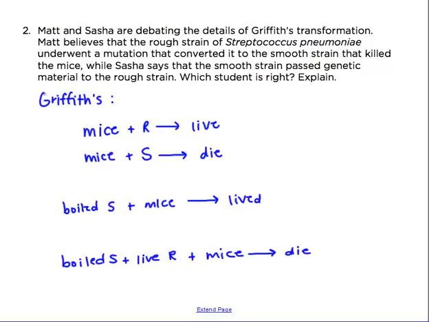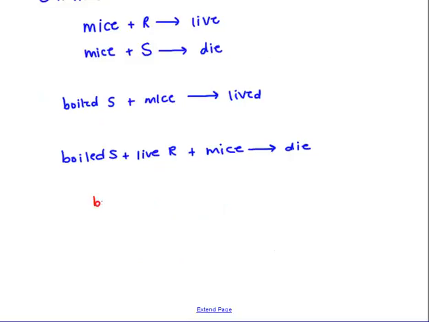So Matt believes that this R strain just went through a mutation that made it into the smooth strain that killed the mice. But Sasha says that the smooth strain passed on genetic material. Well, you should remember from the theory video from Professor Schmidt that actually here Sasha is correct. The R strain didn't just go under a mutation that made it lethal. What happened was, the boiled solution contained DNA from the S strain.